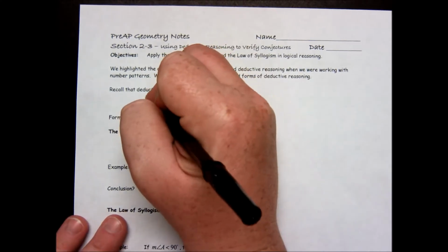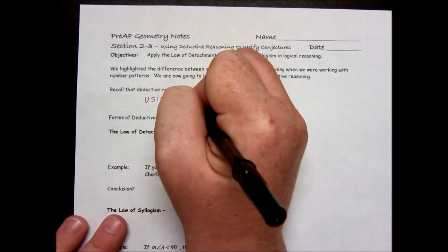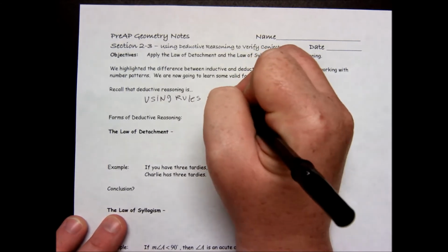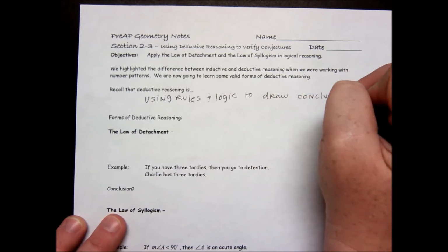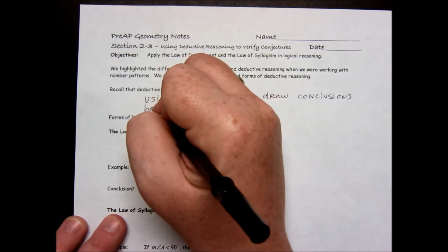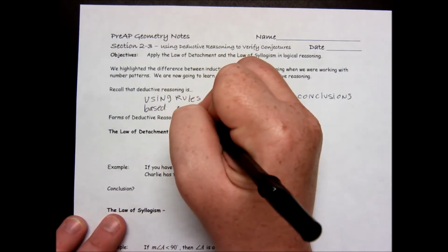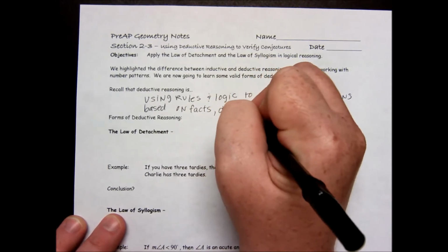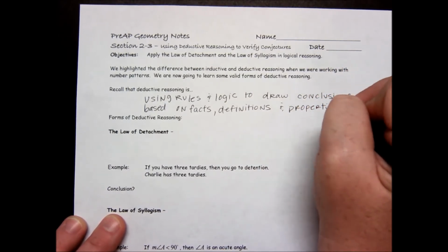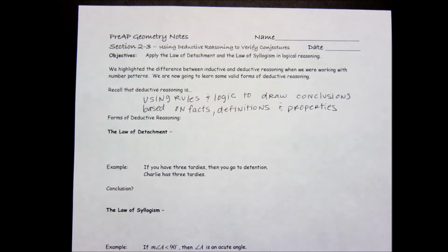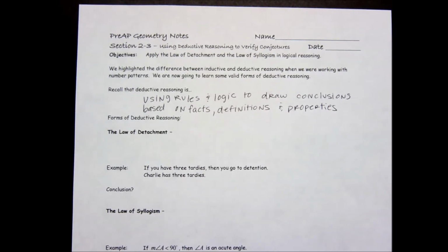So we already said that deductive reasoning was using rules and logic to draw conclusions based on facts, definitions, and properties. And this is just the definition from the other side that we wrote down. So deductive reasoning is using these rules because the things that we know are true. So there are 2 different types of deductive reasoning that we're going to talk about, the law of detachment and the law of syllogism. So let's start off with the law of detachment.